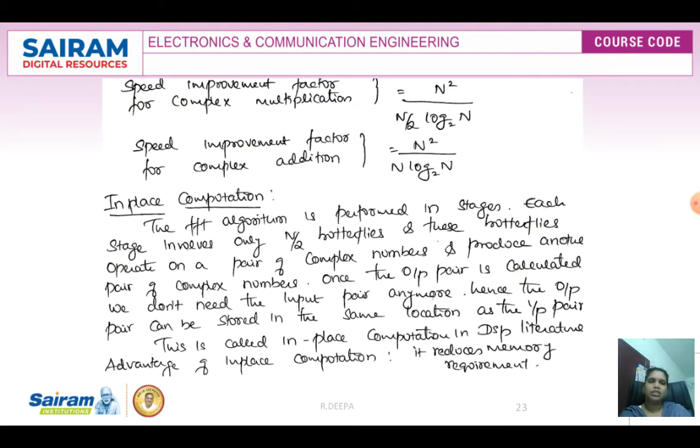What is happening here is, once the output pair is generated, we will not be using the input pair anymore. Hence, this output pair can be stored in the same location where the input pair was kept. So this avoids the use of more storage, and hence this is called in-place computation. That is, in the same place where the input is stored, we replace it with the output values, because the input values are not going to be used further. It is called in-place computation in DSP literature, and the main advantage is that it reduces the memory requirement. Okay.